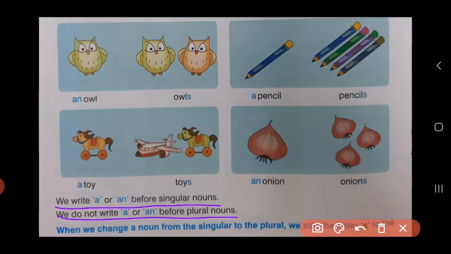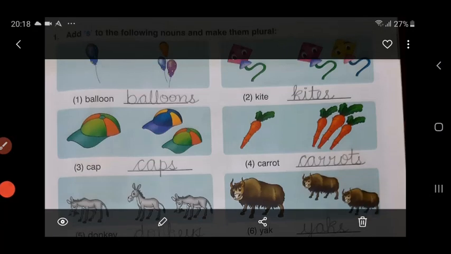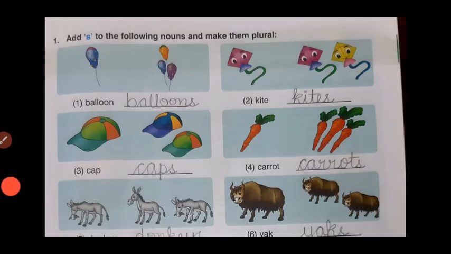Also, when we change a noun from the singular to the plural, we add the letter S. So that's why everything in the plural form has S added to it. I hope you understood this, children. Now, let us try doing some examples in the same way.